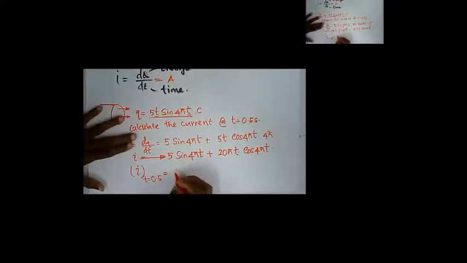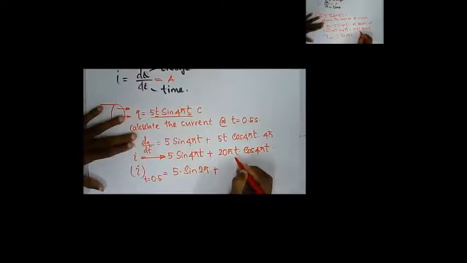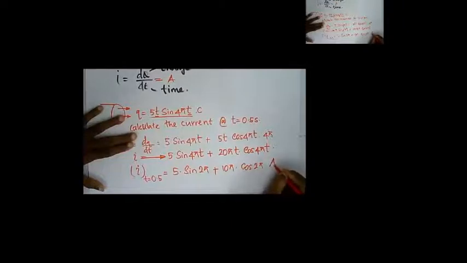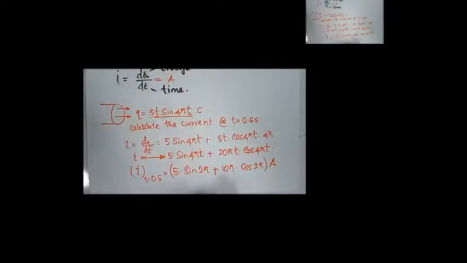So this becomes 5 sine 2 pi, since 4 into 0.5 becomes 2 pi, plus again 0.5 into 20 becomes 10 pi cos 2 pi amperes. What is sine 2 pi and cos 2 pi?